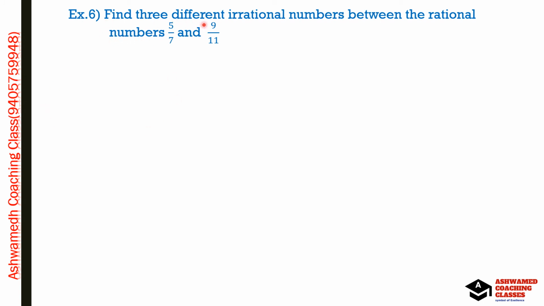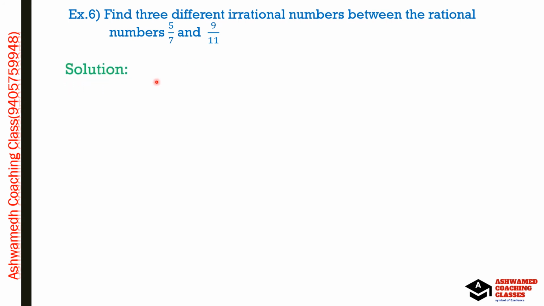Next is to find three different irrational numbers between the rational numbers 5 by 7 and 9 by 11. We have to find three irrationals between these two rational numbers. Okay, first of all we find the decimal expansion of these two, and then it is very easy to find the irrationals between these two.